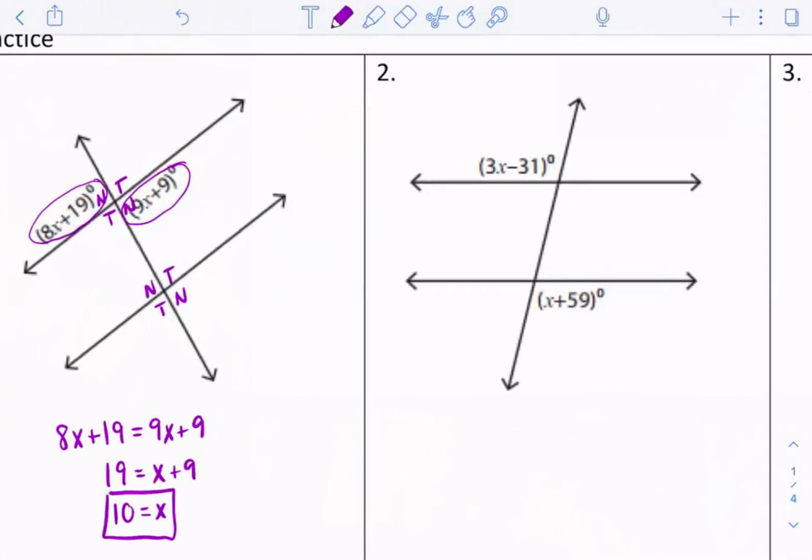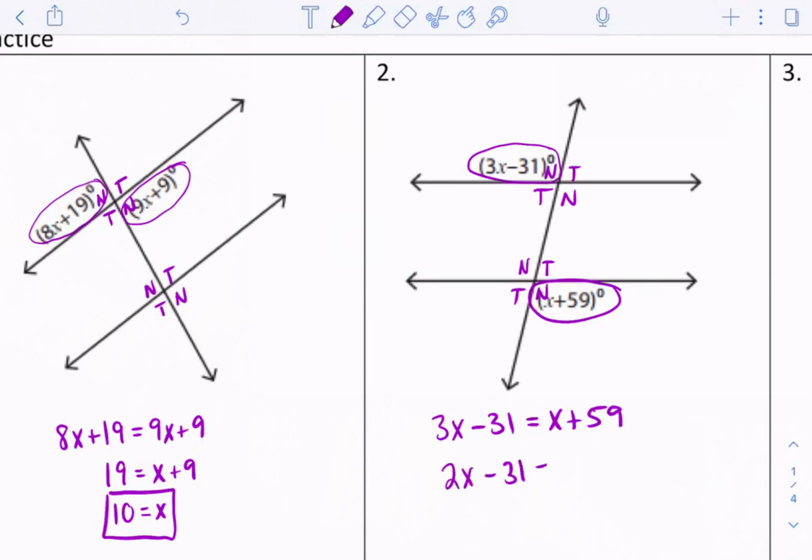So let me try this again here. Now this one's not as easy to see, but if I do my initials and I make sure they match on the bottom and I'm always alternating, I'll see that this is an N and this is also an N. So they are also equal to each other. So I'm going to set these equal. If I subtract over the x, I get 2x minus 31 equals 59. And then if I do 59 plus 31, I get 2x equals 90. And then if I divide by 2, I get x equals 45.